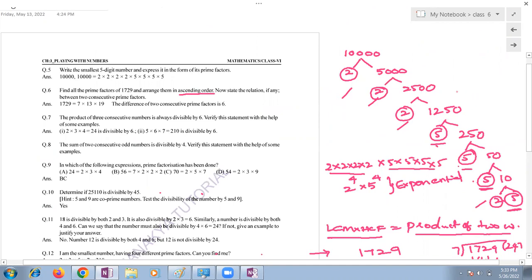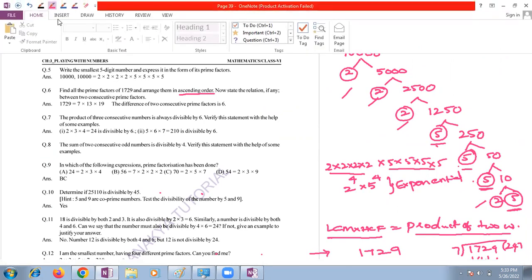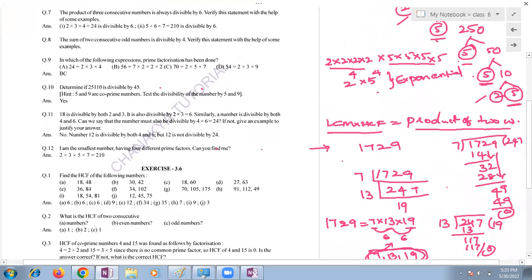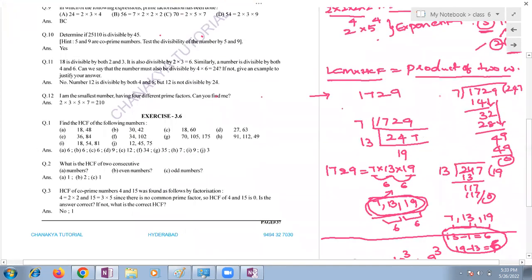You know prime factorization. What is prime factorization, Nana? We are expressing the number as a product of prime numbers. Yes or no? Yes, ma'am. We are expressing a number as a product of prime factors. Now coming to this part. Look here.